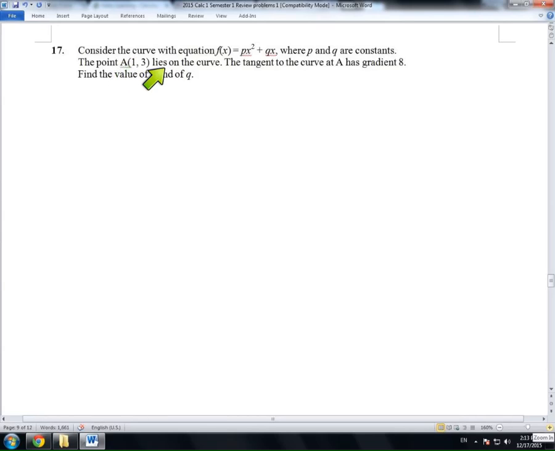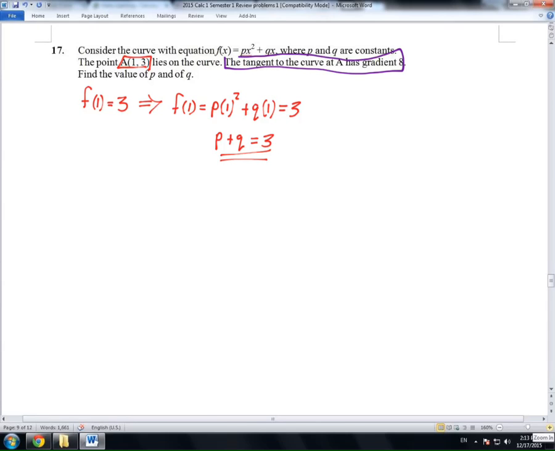So (1, 3) is a point. It's a solution to this equation, and the tangent at A has a gradient, which means slope, of 8. So that, again, the slope implies that I'm going to have to take the derivative. But first things first, let's take that point (1, 3). f(1) has to equal 3, so that means if I put 1 in for x here and here, I get 3, which means p plus q equals 3. I don't know what to do with that yet, but I'm going to take my other bit of given information.